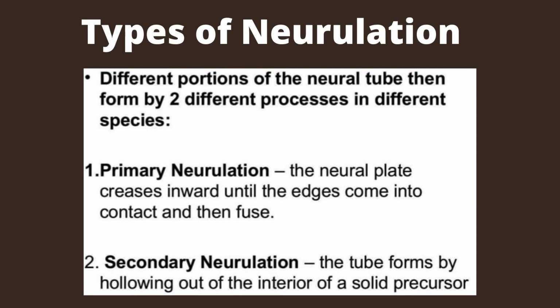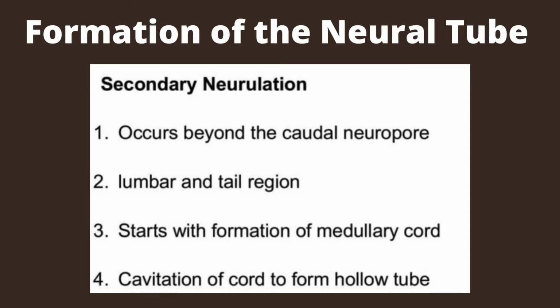Then we will talk about formation of the neural tube. Secondary neurulation is also divided into 4 parts. First one occurs beyond the caudal neuropore. Second one lumbar and tail region. Third one starts with formation of medullary cord. And fourth one cavitation of cord to form hollow tube.